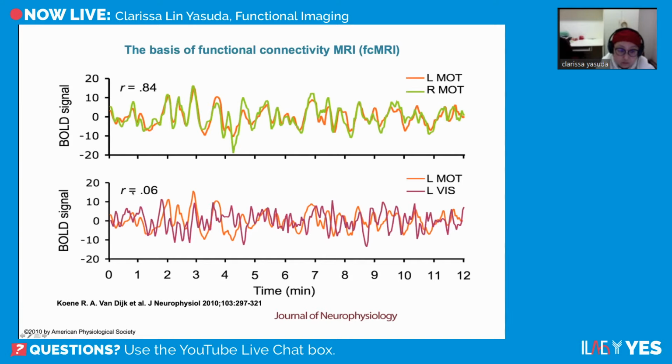The correlation is 0.06, so they are not connected, right? So this is what we call synchronized regions. So here you have the basis of the functional connectivity analysis, because even during rest, there are some regions that are synchronized.